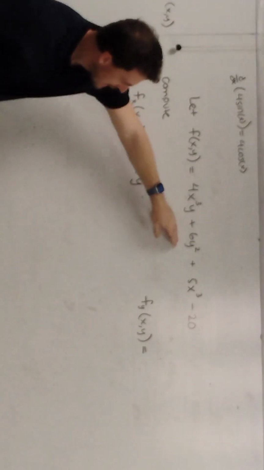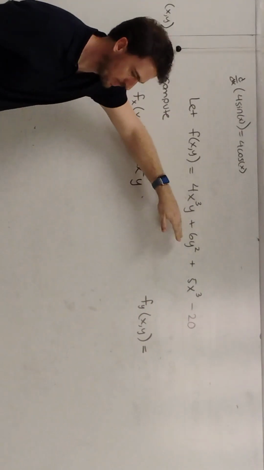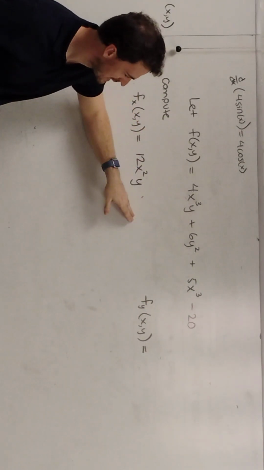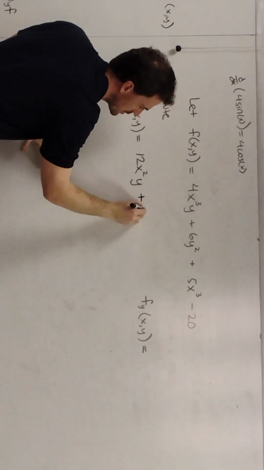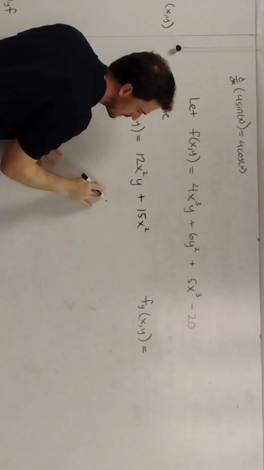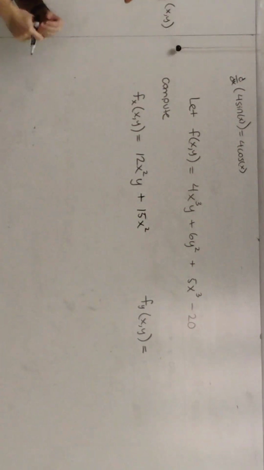The next term has no x's in it. This is a constant, so 0. Derivative of 5x to the third is 15x squared. Derivative of negative 20 drops off.